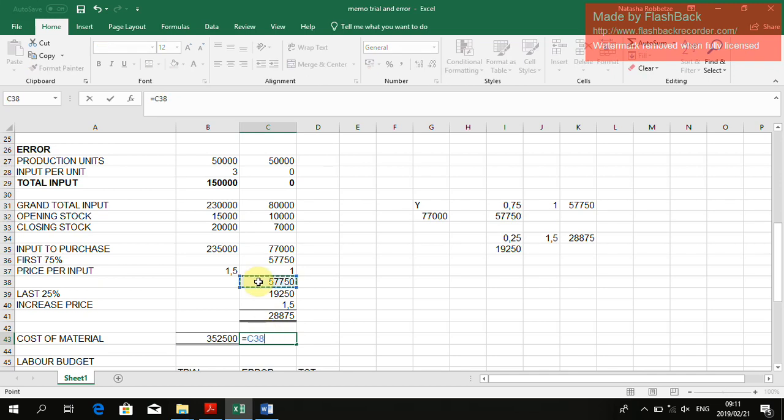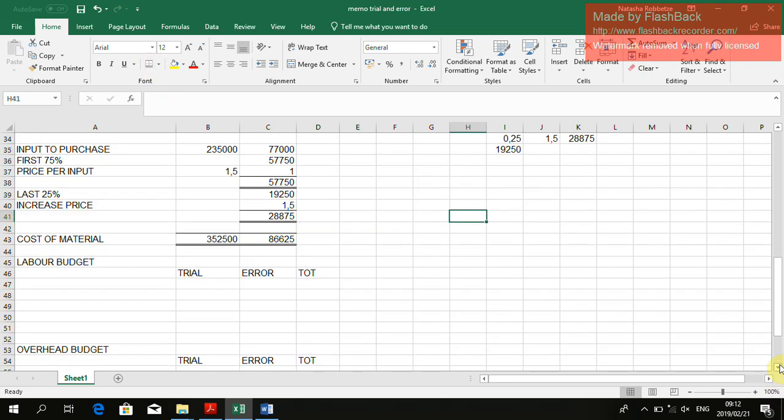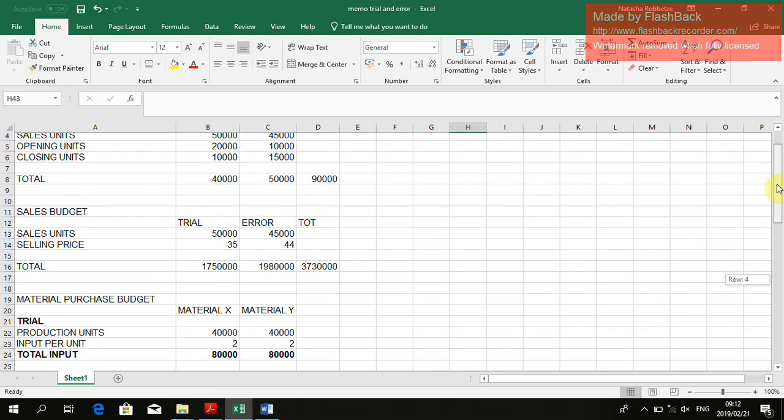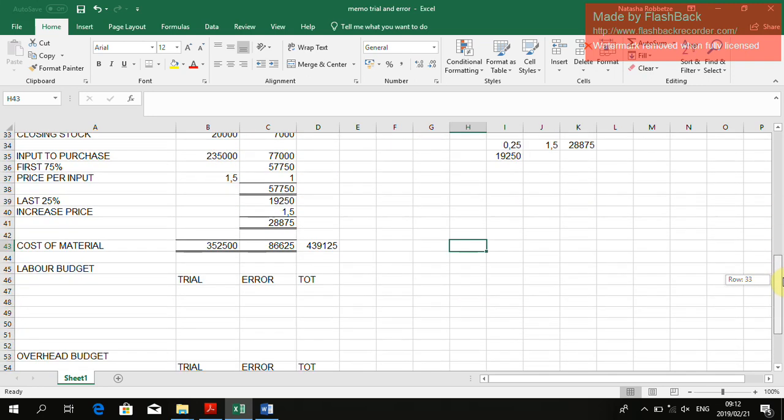So the grand total for cost of material Y will then be the sum of what you would have paid for the first 75%, and you add the last 25% at the increased price, which gives you a total final purchase or cost of material Y of 86,625. I also calculate the total here. So the total cost for all material that needs to be purchased is 439,125.